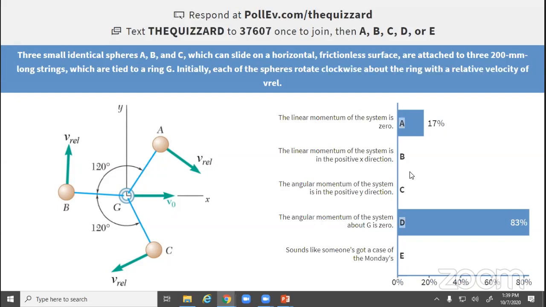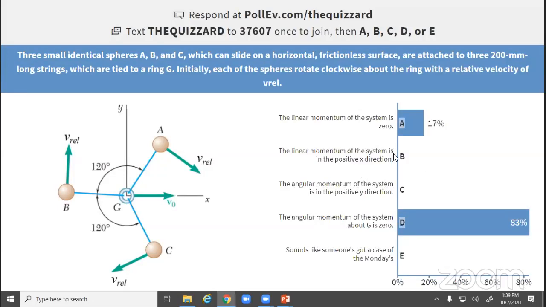The angular momentum of the system is 0. Well, remember angular momentum, what is it? It is m times r cross m times v, right? In this case, this particle is moving with v relative perpendicular to here, right? So it's going to be this distance, which we'll call L, times v rel. The angular momentum is non-zero here as well, because we have v rel.